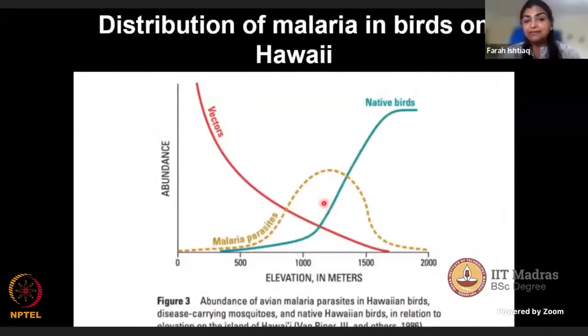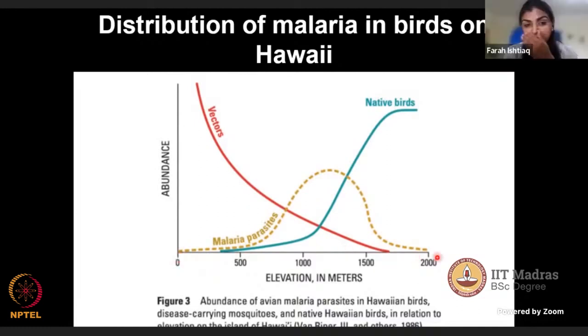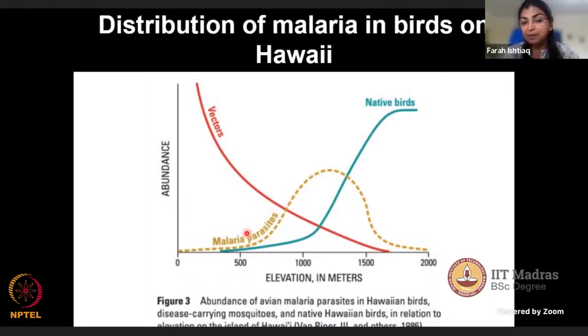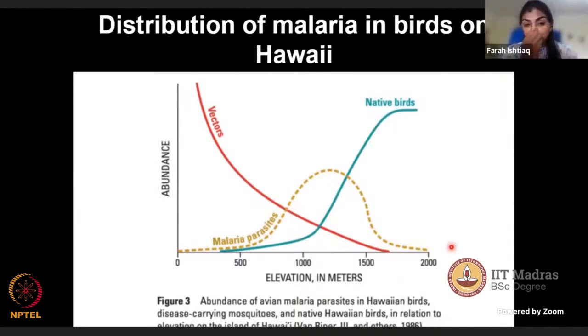And just to give you a schematic picture, the Hawaiian Islands are on an elevational gradient. So you have sea level all the way up to 2000 meters. Most of the mosquito species show a negative correlation with elevation. So as you go higher up in the mountains, you don't see any mosquito species. And most of the native birds have shifted to high elevation just to escape these parasites, because sea level is where most of the introduced birds are living, which still harbor parasites. So endemic birds have tended to shift a bit in order to escape these parasites.